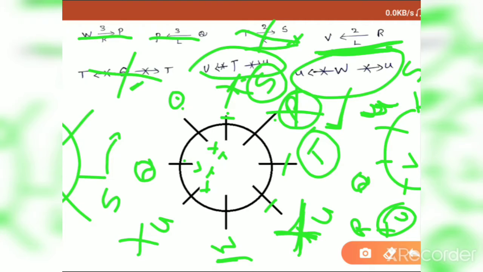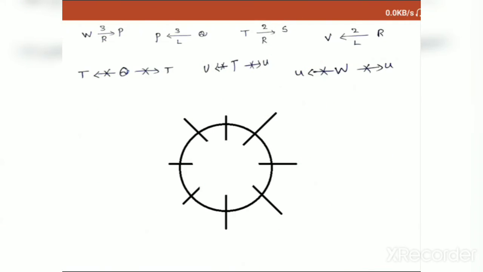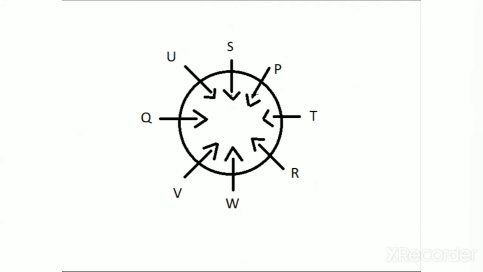P, T, S, U, Q, R, W, and it will be V. Okay, I represent the same figure here. Okay, P, S, U, Q, V, W, R, T.